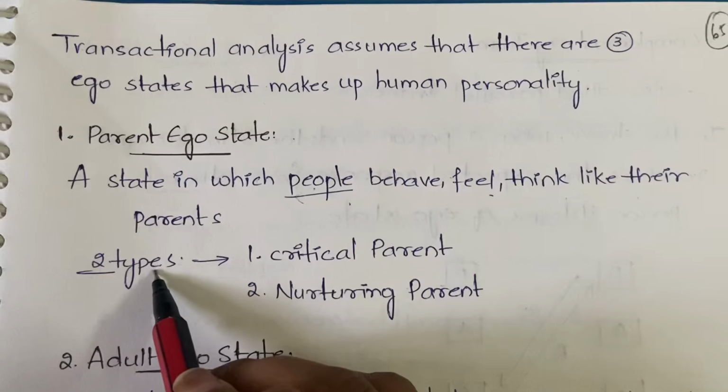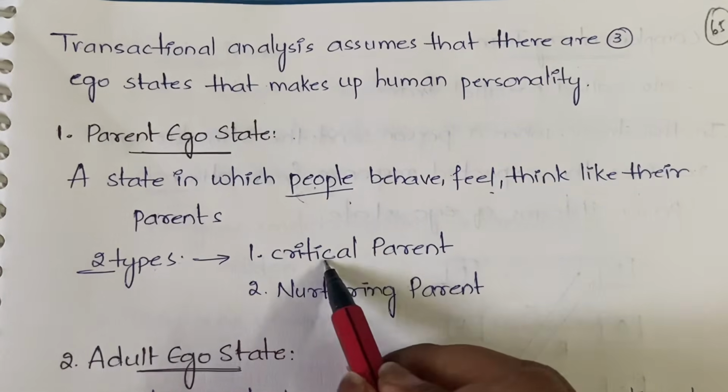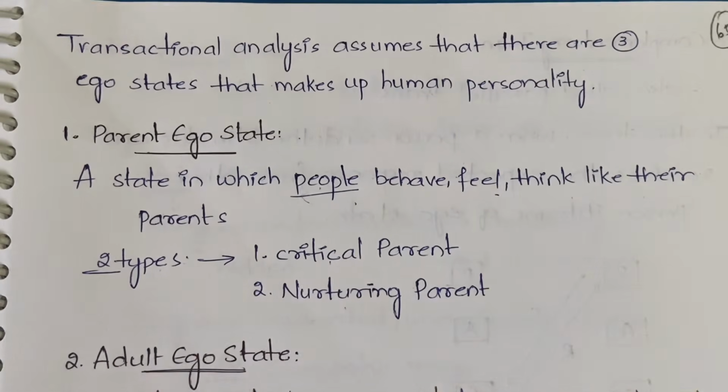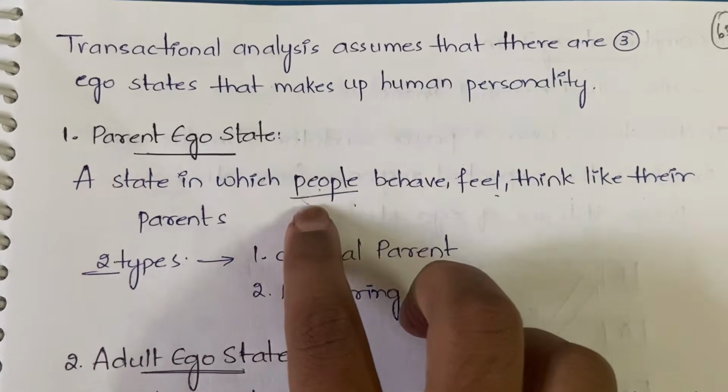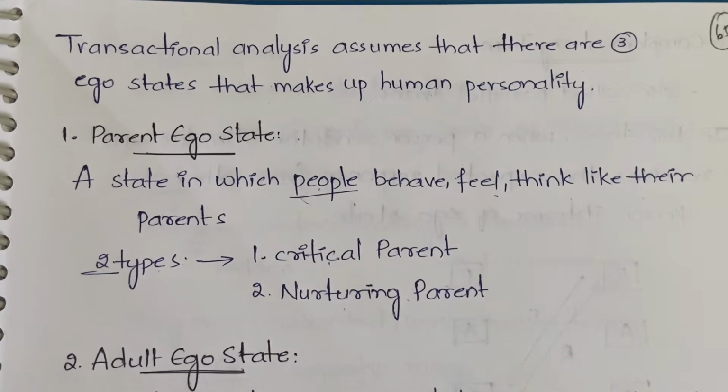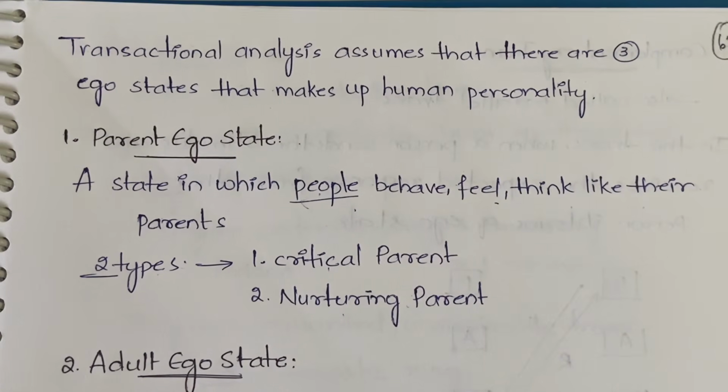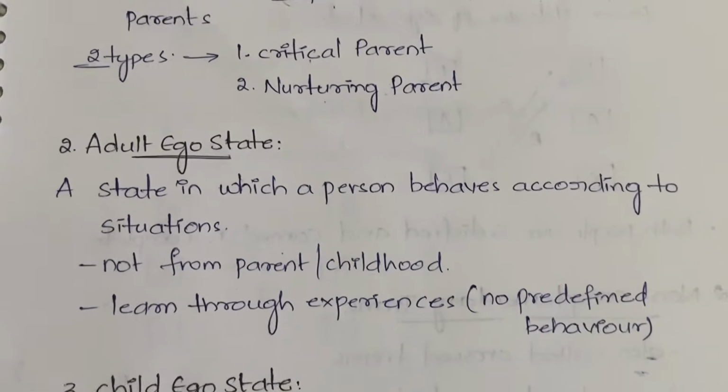Okay, and it can be of two types, a critical parent or a nurturing parent. Critical parent means who is always strict. Nurturing parent means who is always pampering. This doesn't mean that you are a parent, it means you are thinking like a parent. You will not come into the parent ego state only if you are a parent. Even if you are not a parent, if your thought process is like parents, then you will come into this category. Got it?